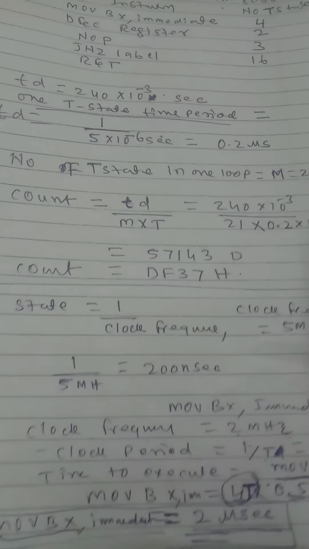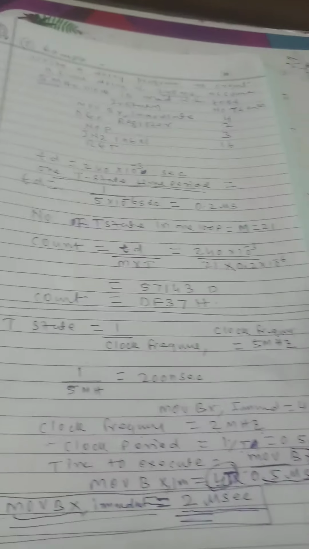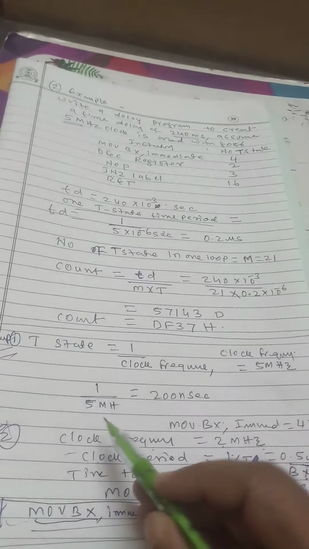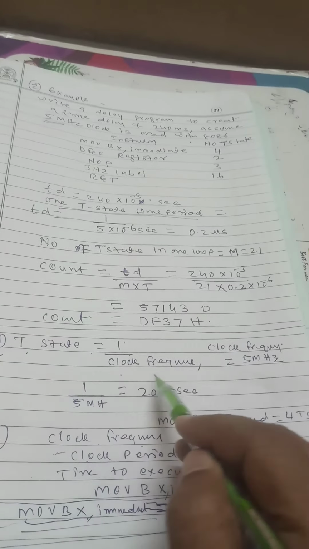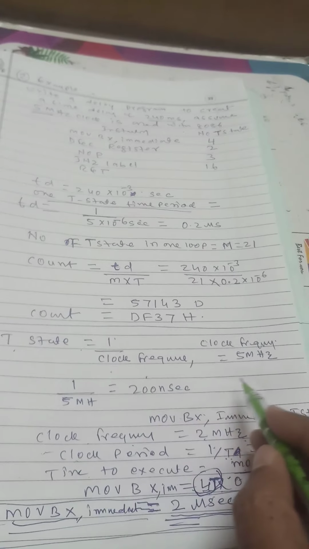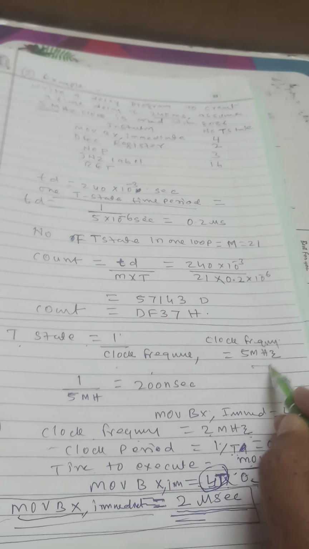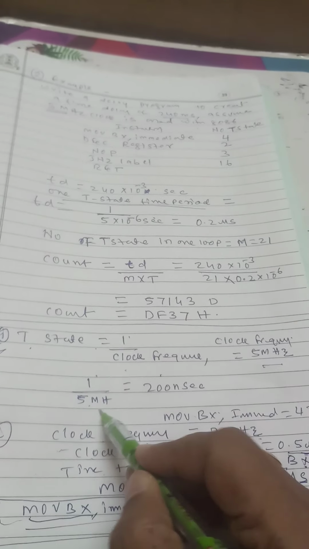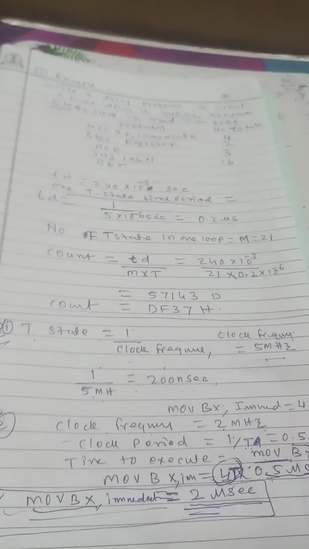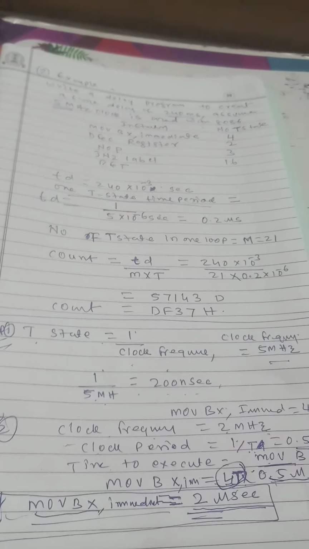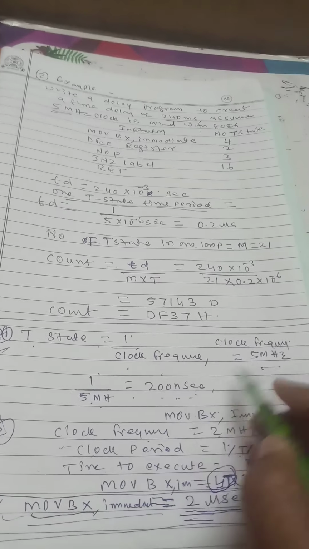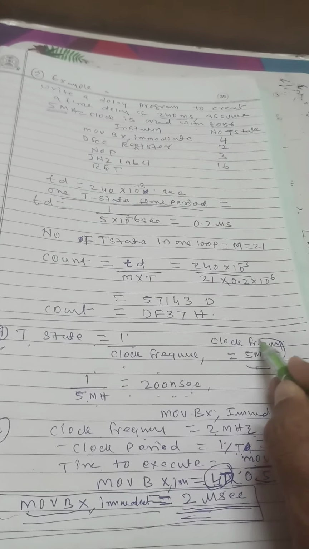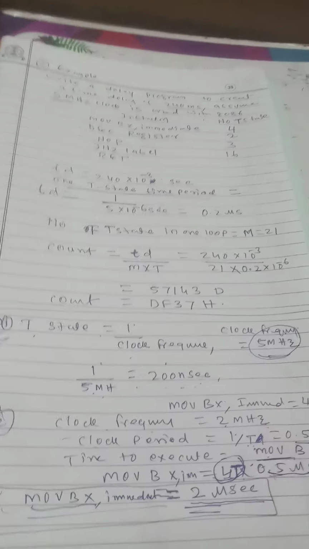So this is one of the examples to calculate. So how to calculate one T state? Again, take an example. One T state is equal to 1 by the clock frequency. Let us assume 5 megahertz is the clock frequency. So 1 by 5 megahertz is 200 nanoseconds. So 1 T state is equal to 200 nanoseconds if the clock frequency is 5 megahertz.